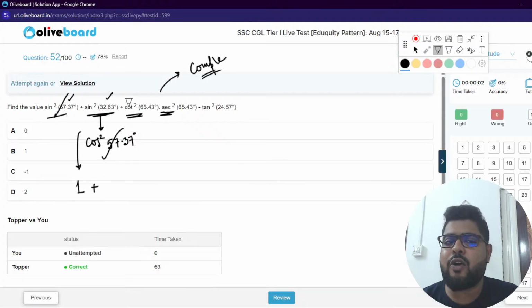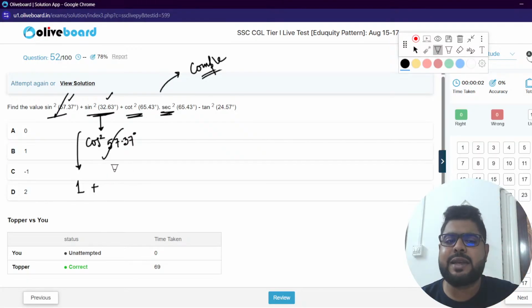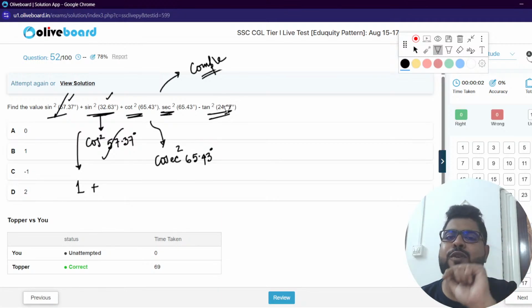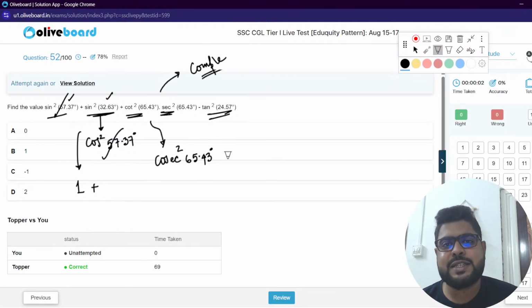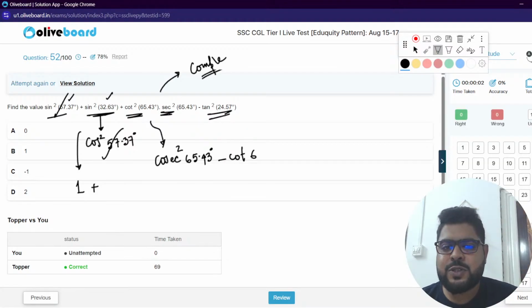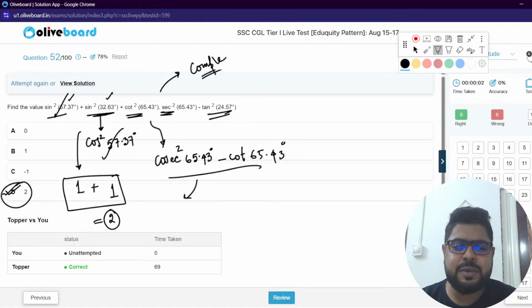Cot into sec. Cot means cos by sine. Cos and sec become 1. So 1 by sine remains, that means it becomes cosec. Cosec square 65.43. And sir, you see tan 24.57 is the complementary angle of 65.43, meaning instead of tan I can write cot 65.43. So again that also becomes 1, because we know cosec square minus cot square is 1. So the answer is very definitely option D, that is 2.